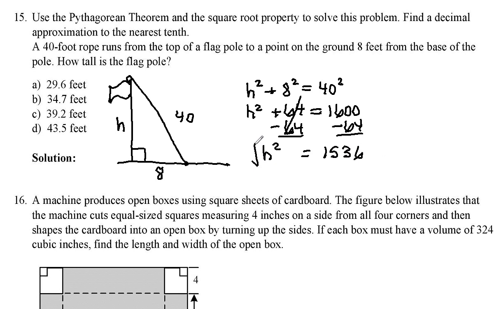And then take square roots, and we want the positive square root. So the positive square root of 1536 is about 39.2 to the nearest tenth of a foot. And that is choice C.